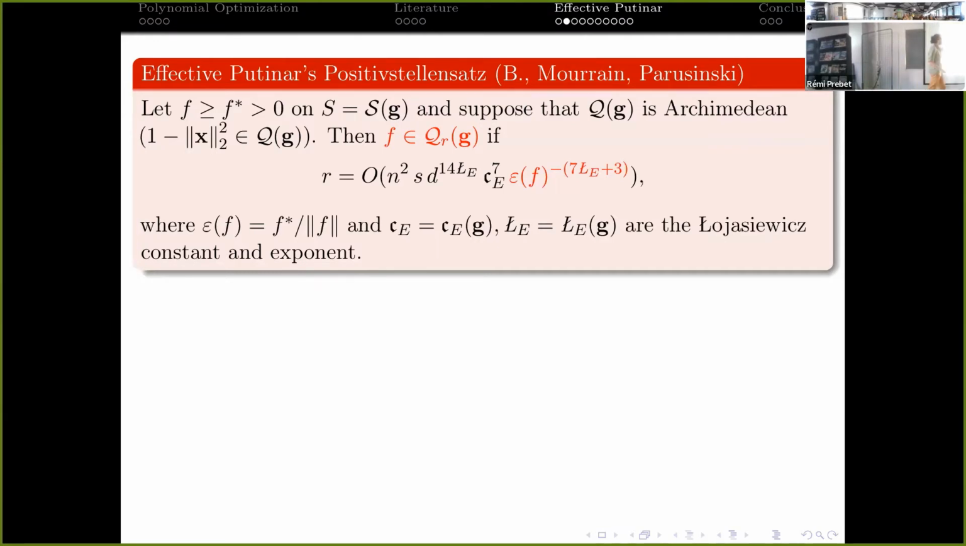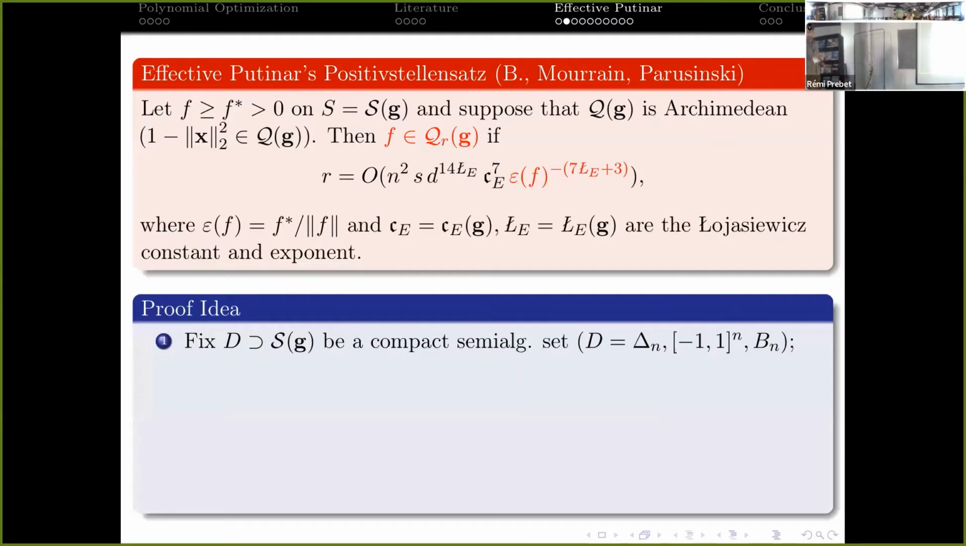And the parameters are very explicit. n is the number of variables, s is the number of inequalities, d is the degree of f that we are representing. And now the only mysterious two are these CE and LE. These are the Lojasiewicz constant and exponent that I will introduce after, and they depend on the properties of the G.